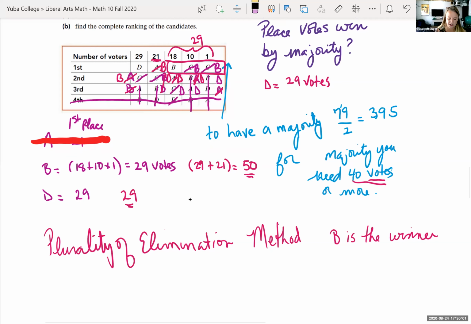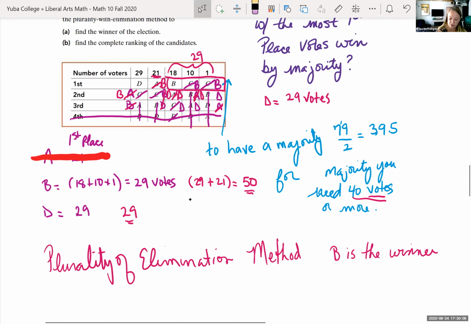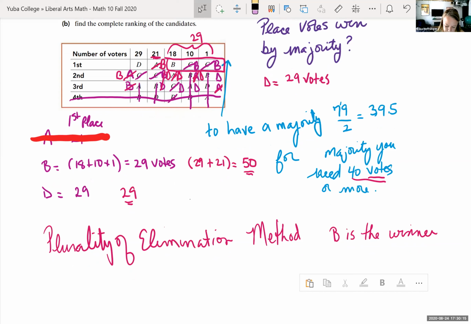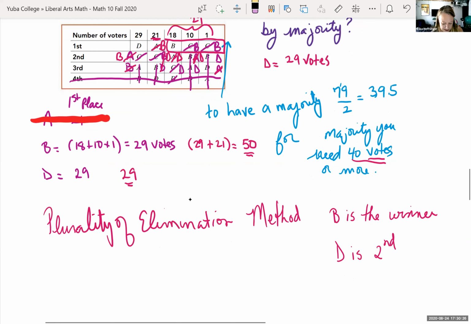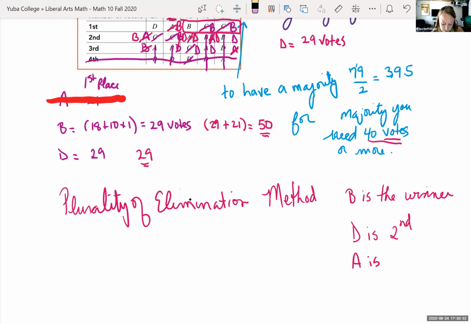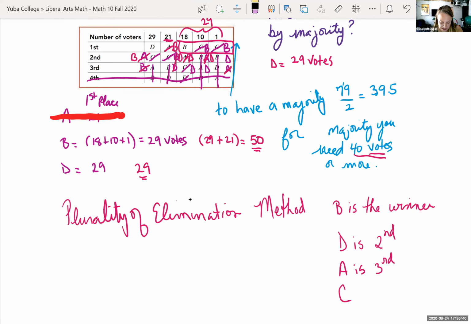Okay. So second place, it wants us to find the complete ranking. Well, not B. D was up there. So D would be in second place. We eliminated A, right? A was the second person that was eliminated. So A is third. And we had eliminated first was C. C had gotten the least votes at the beginning for first place. So C is fourth.